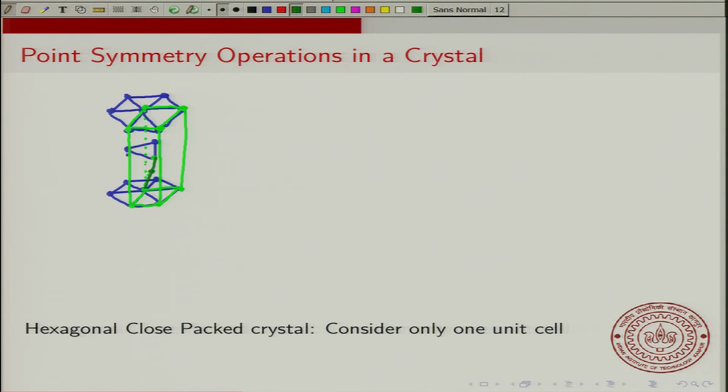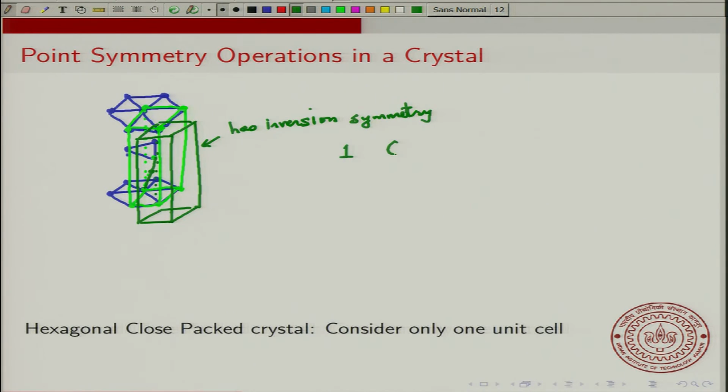Okay. So if you choose a new cell where the midpoint is located here, and I will just show it schematically. Now, if you choose such a cell, this has an inversion symmetry with respect to the atoms that are there in the cell. Okay. And now you can look at the various symmetry elements. So the symmetry elements in an HCP crystal are the following.